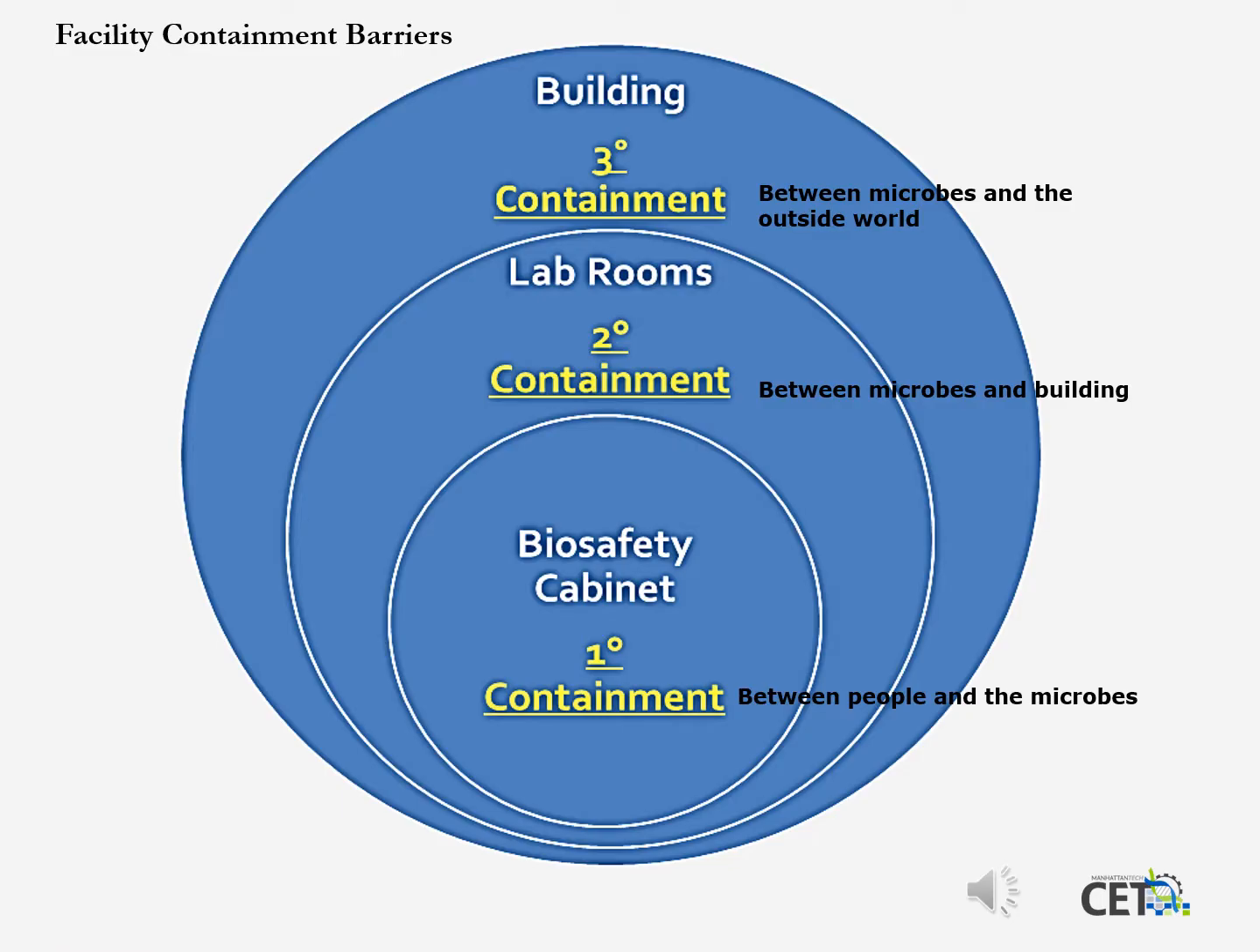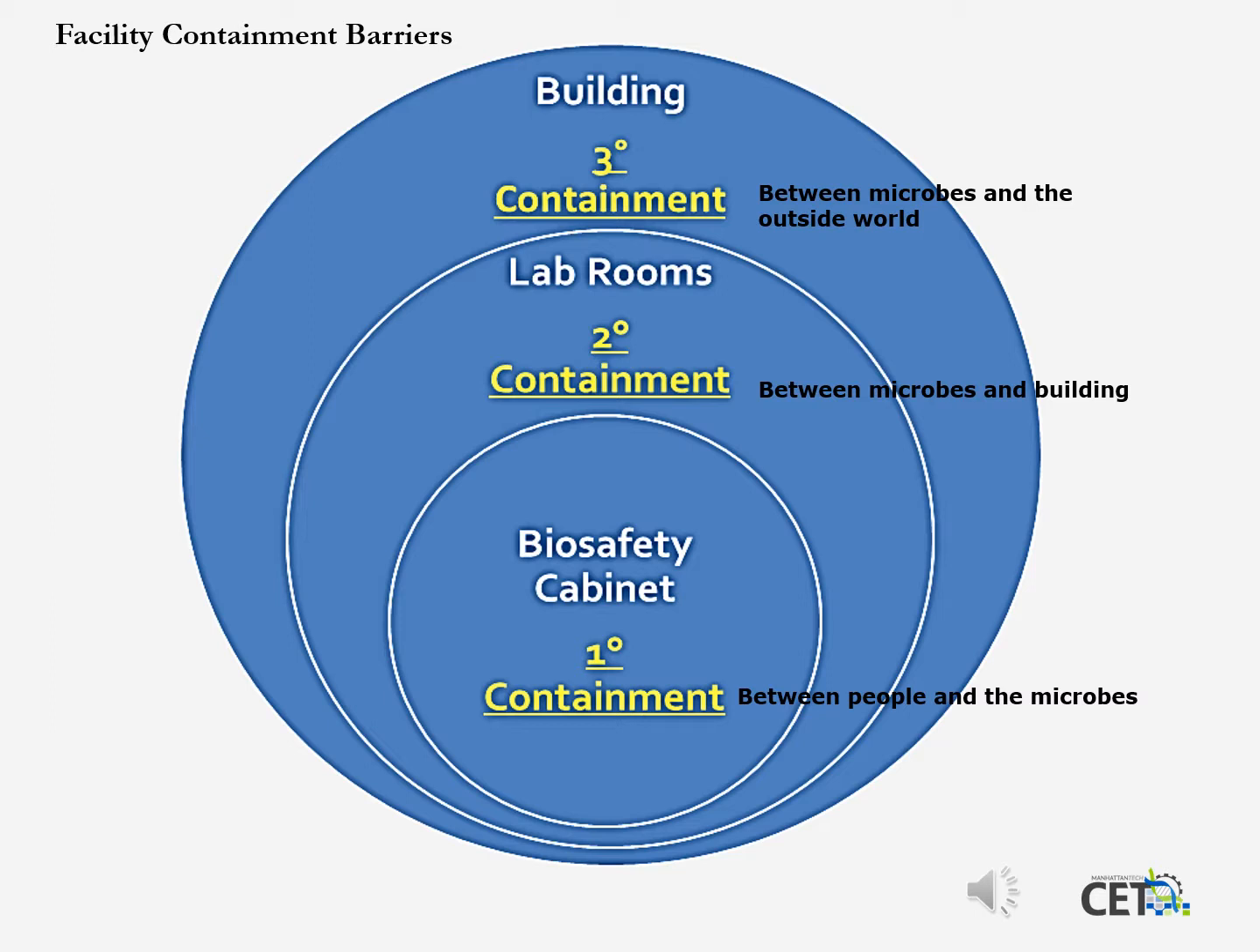So if we look at this diagram of concentric circles, primary containment is down at the bottom. Primary containment is the type of containment created or designed to keep the scientist and the microbes separate from the rest of the room. An example of that would be the biosafety cabinet. All the work done in these labs is done in a biosafety cabinet.